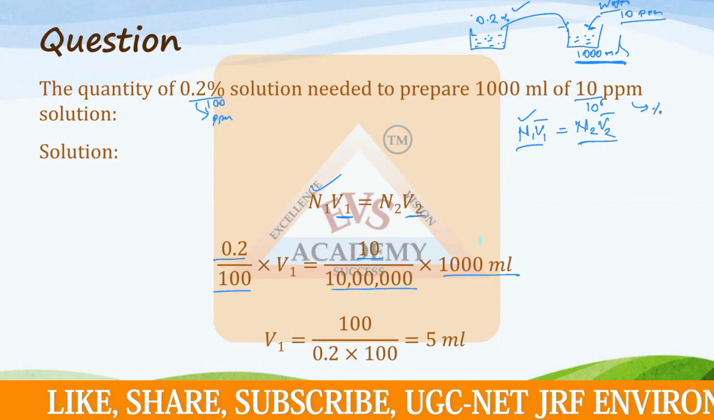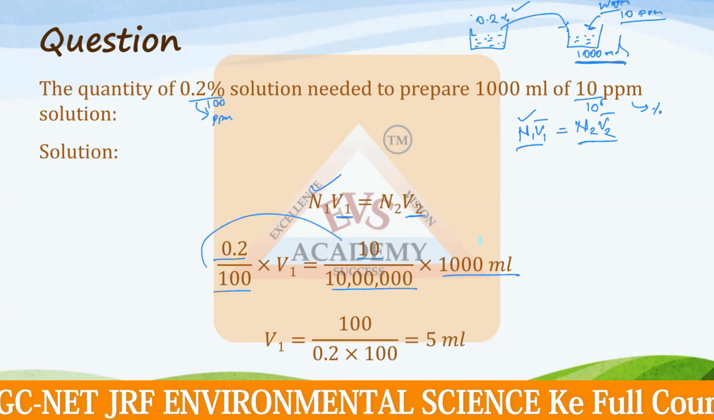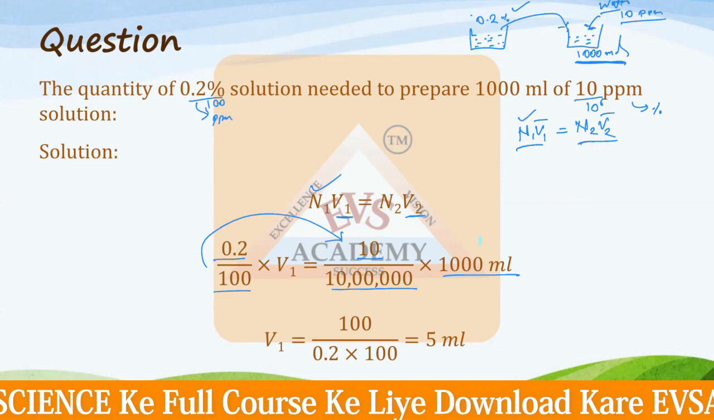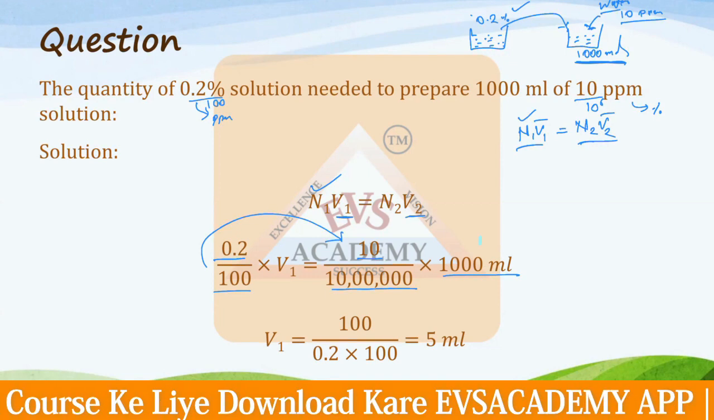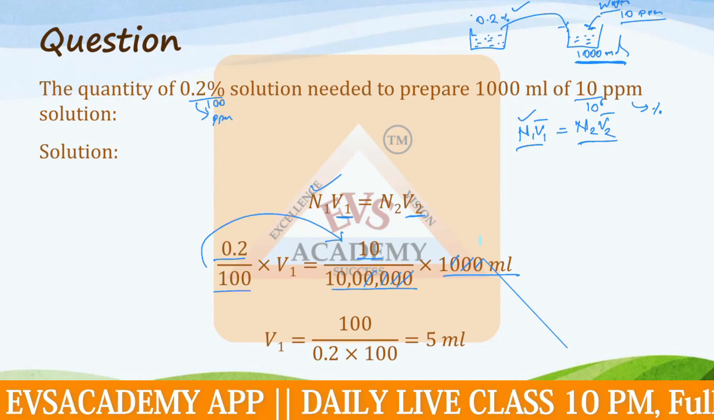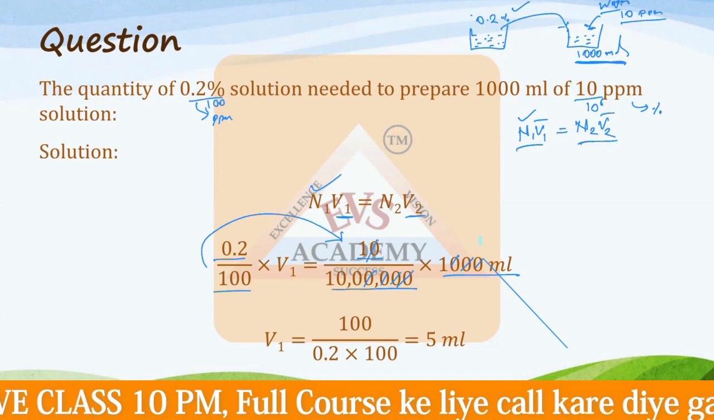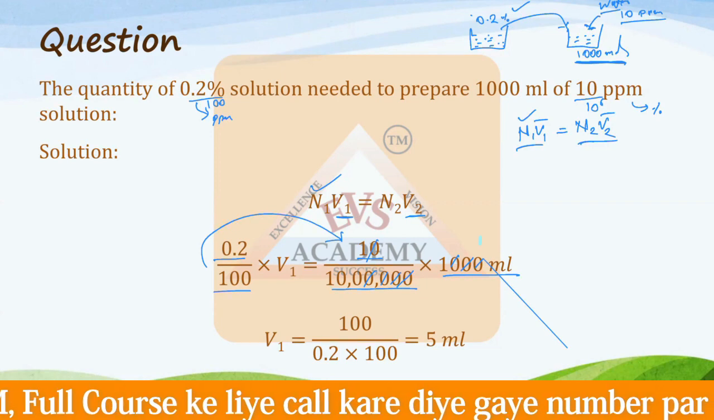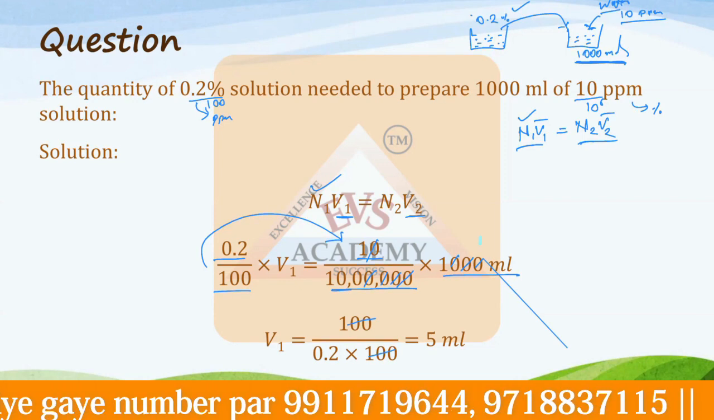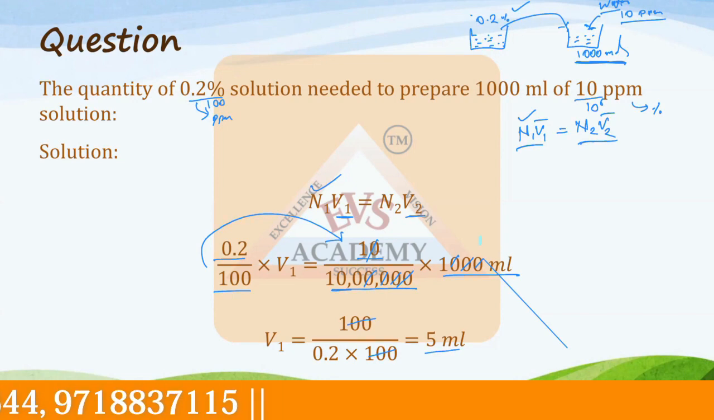So here V1 equals this 100, and 0.2 goes to the other side. 100 would be the numerator now, and 0.2 the denominator. This is cancelled now: 3 zeros and another 0 for this 10. So only 100 is left in the denominator, and this 100 will go up. So 100 divided by 0.2, and this 100 is left here multiplied by 100. 100 and 100 cancel. 1 divided by 0.2, or you can take it directly. 1 divided by 0.2 is how much? It equals 5.